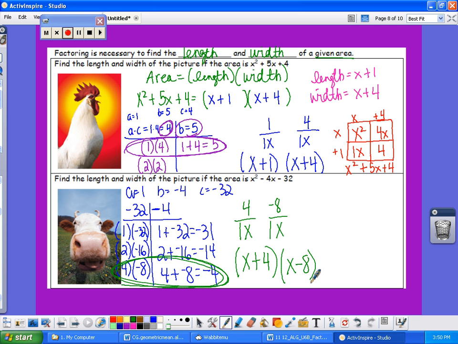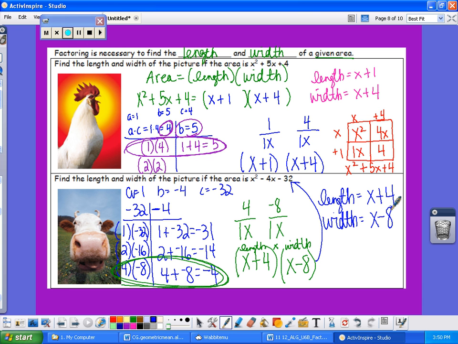X minus 8. Now remember that they gave me the area and they asked me to find the length and the width. So I am multiplying together the length and the width. And if you want, you can multiply these together and it should give you this area. But I'm going to come over here and say length is equal to x plus 4. Width is equal to x minus 8. Right now, hold on to your horses for the next one.